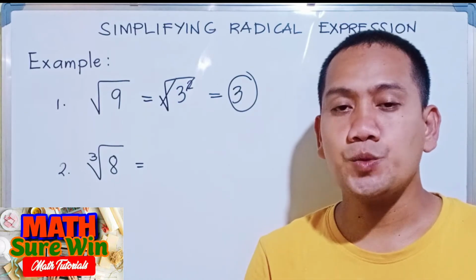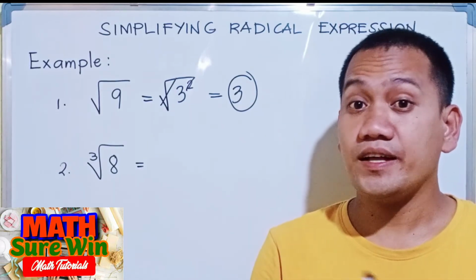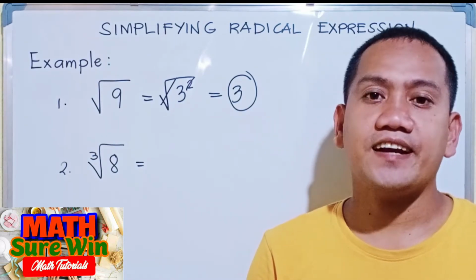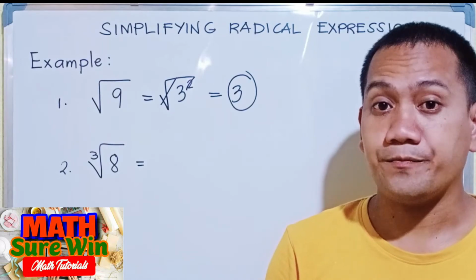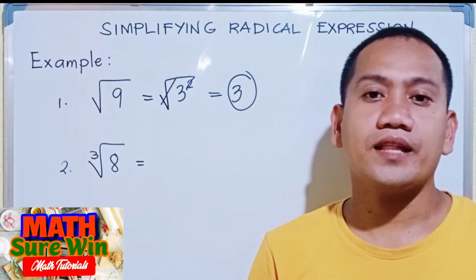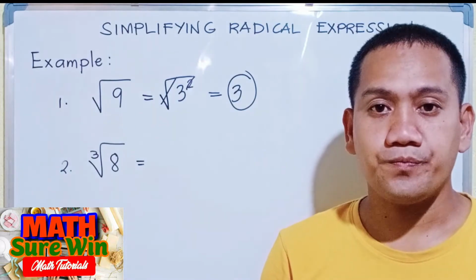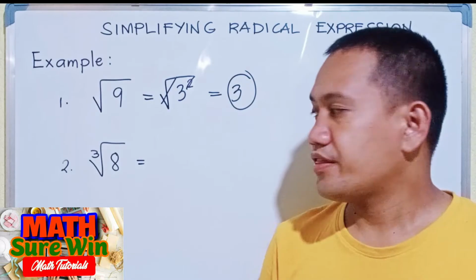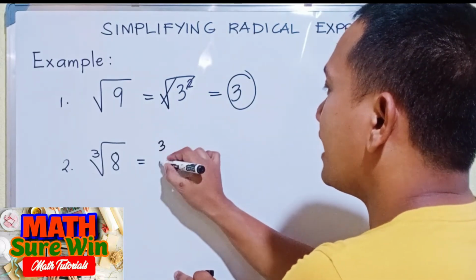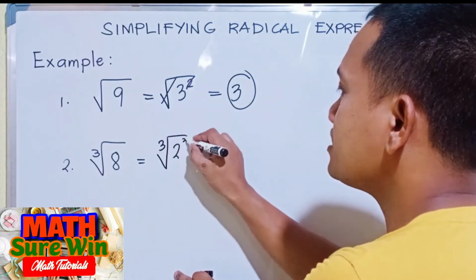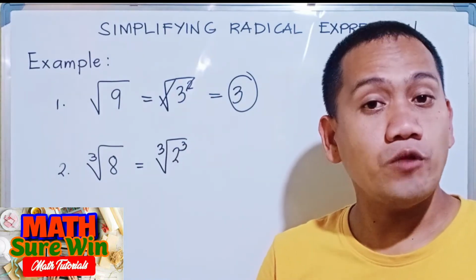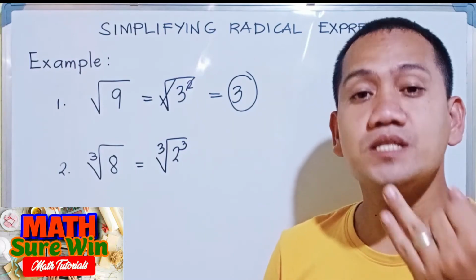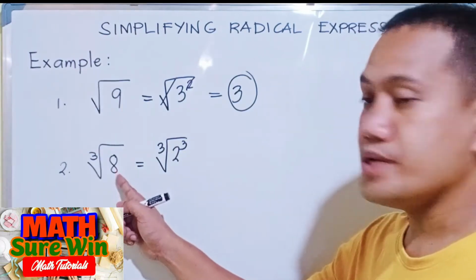Our second example is the cube root of 8. In this given radical expression, our index is 3. And 8 as a radicand has an exponent of 1. But bear in mind also that 8 is a perfect cube. And if it is a perfect cube, we can write it in exponential form. In this case, 8 can be written as 2 cubed. This means 8 is the result when we multiply 2 by itself 3 times. That means 2 times 2 times 2, the result would be 8.